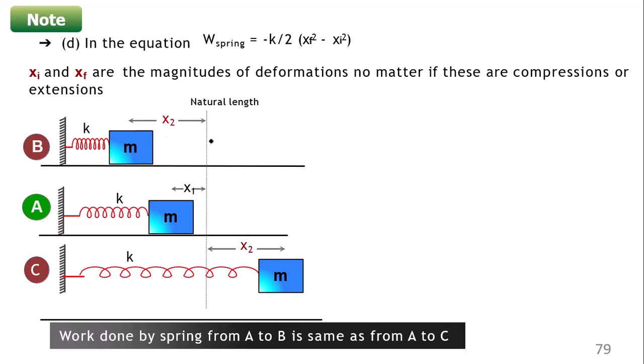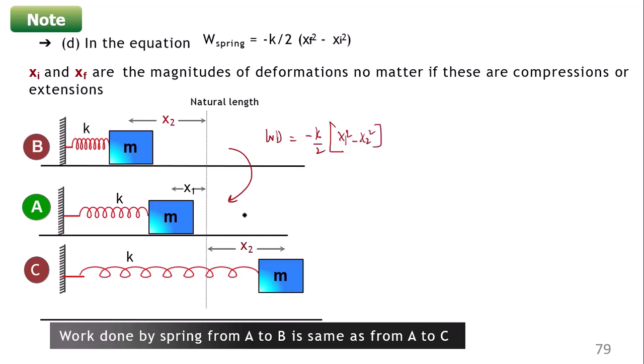Let us say I am elongating the spring from x2 to x1, moving the spring from B to A. If I move the spring from B to A, how much is the work done? Work done is basically final minus initial. For this situation, from x2 to x1, x1 becomes final and x2 becomes initial. So work done in this situation will be minus k by 2 into x1 square minus x2 square.